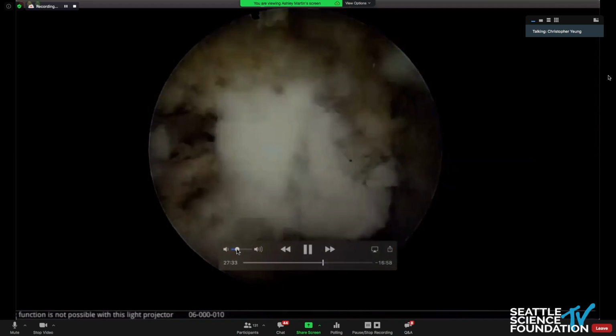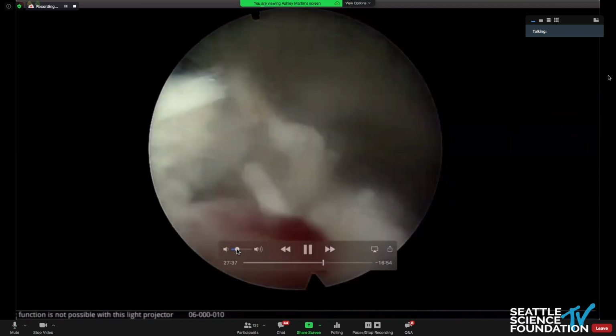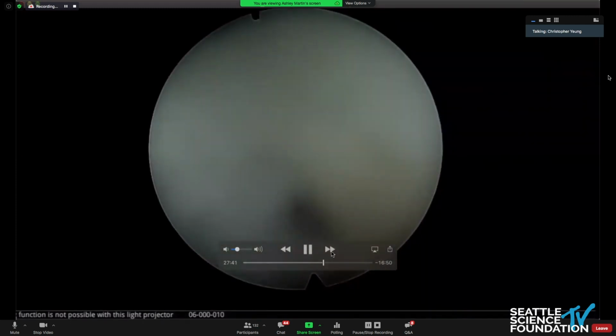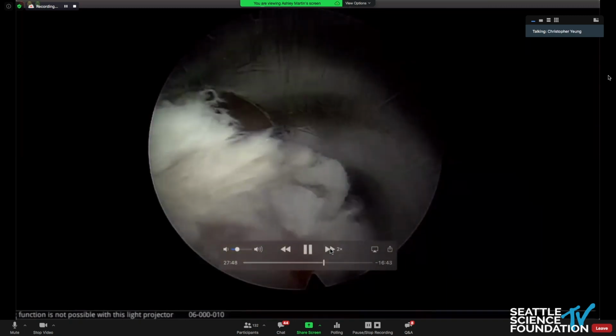Now, let's go look in the... So now here, since it's foraminal herniation, you're going to look more into the foramen. I'm going to try to fast forward, and sorry guys, I'm going to miss a little bit here.